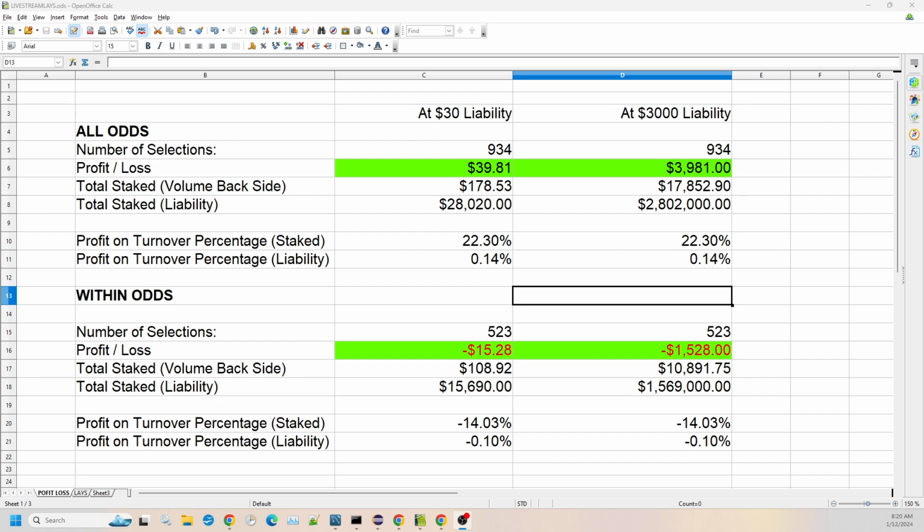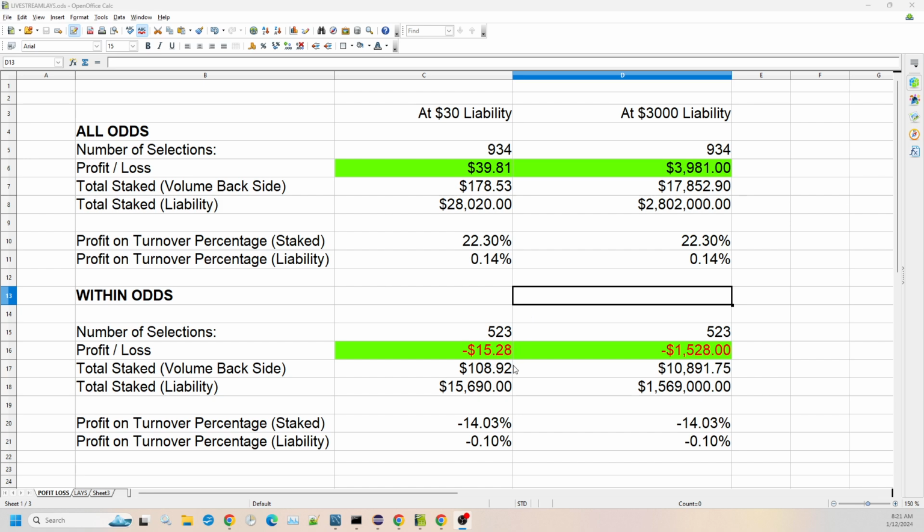2024. Looking at the profit, we had a successful day again yesterday, so that did launch our profit up a little bit again. We're now back up to $39.81 on a $30 liability with a total staked volume of $178 on the back side, and the total staked being just up over $28,000. So depending on how you look at that, it's either a 22% return on the outlay or 14.14% on the liability. Now, I prefer to use the liability, but it does make it very hard to compare to back systems, which is why we've also got the staked percentage in there.